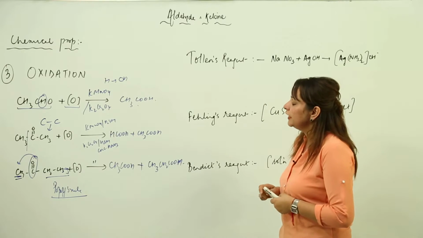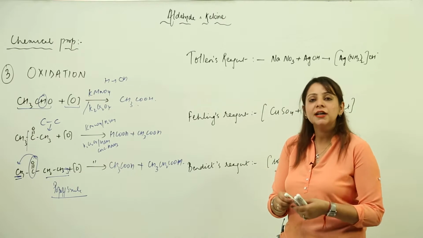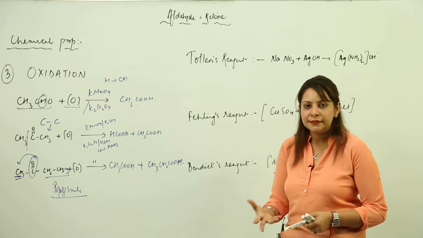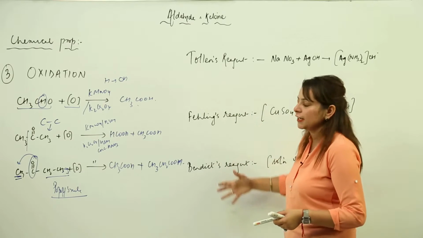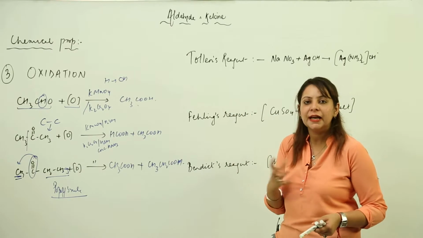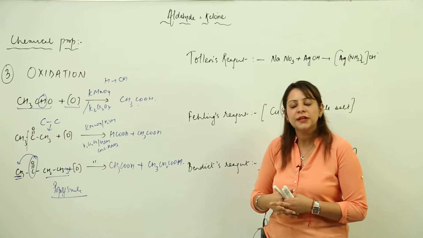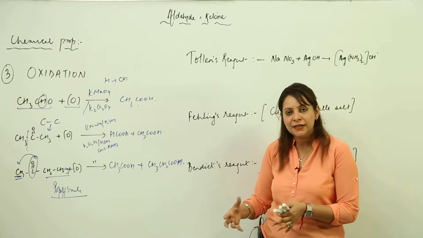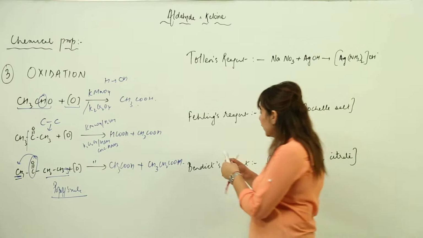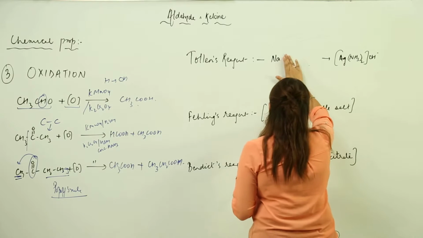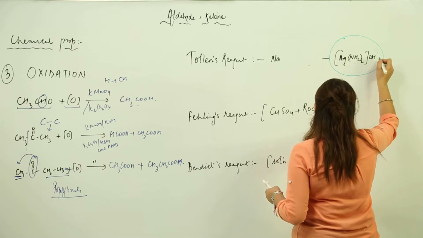As I told you, aldehydes undergo oxidation very easily. They undergo oxidation with mild oxidizing agents also, like Tollens, Fehling's and Benedict's. These are the tests you can use to distinguish between an aldehyde and a ketone. Whenever you get a sample and need to distinguish whether the given compound is an aldehyde or a ketone, you can follow any of these tests. So what is Tollens reagent? First I am going to explain it. It is Ag(NH3)2OH.